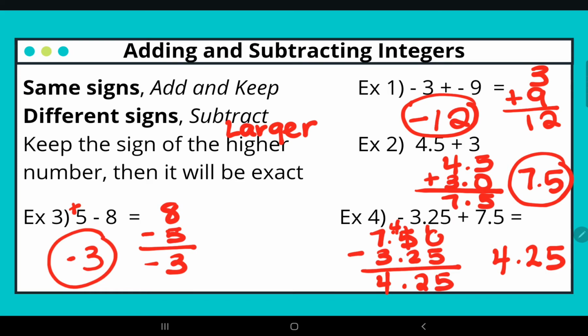Now let's see if this is negative or positive. Keep the sign of the larger number. So 7.5 is clearly larger than 3.25. So this is a positive. I do not need to write the plus sign because not having a sign denotes that it is a positive number.